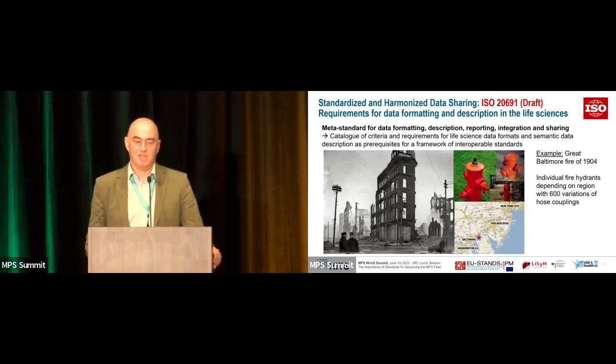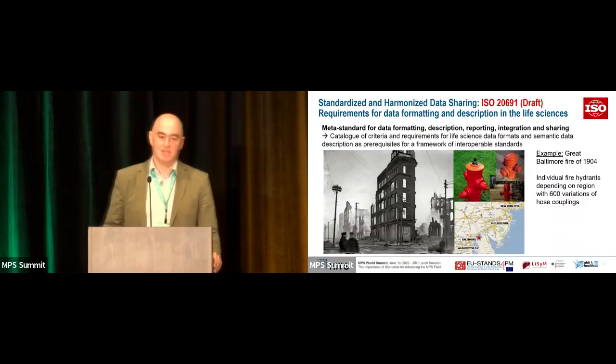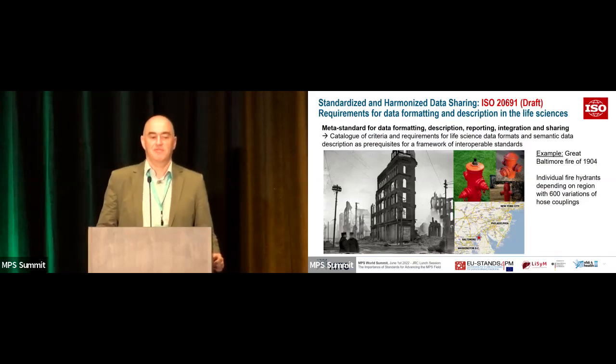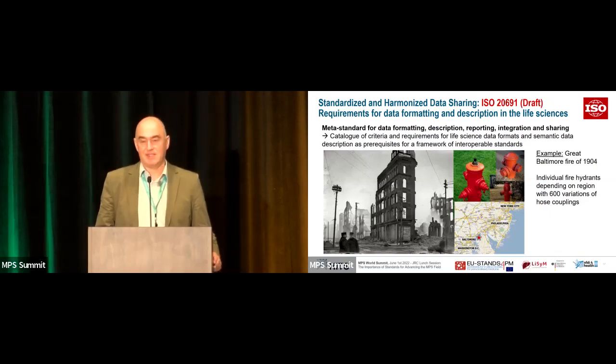One example that is quite relevant, I think, for the MPS world is the ISO 26691 draft, a standard that is coming out this year as a published ISO standard, and it defines requirements for data formatting and description in the life sciences. It can be considered a meta standard for data formatting, description, reporting, integration, and sharing.